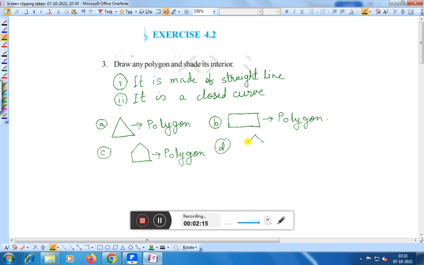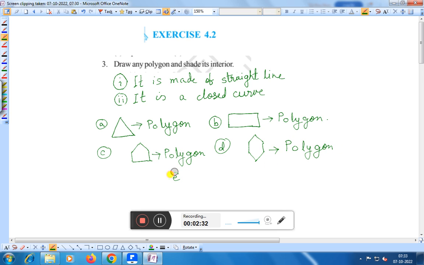1, 2, 3, 4, 5, 6. This is also a polygon because it is a closed figure and made up of straight lines. Right? Polygon. There are many such examples of polygons.